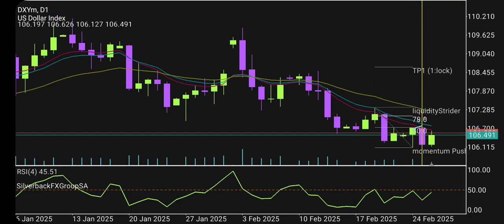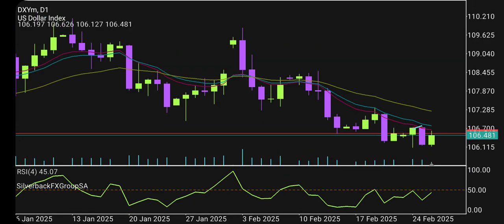I just keep on sacrificing, guys. So here's the dollar. The dollar setup strategy is more the dollar index.